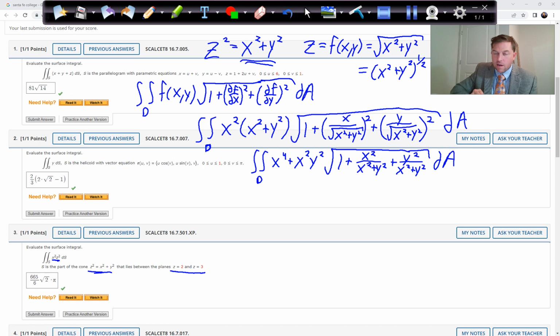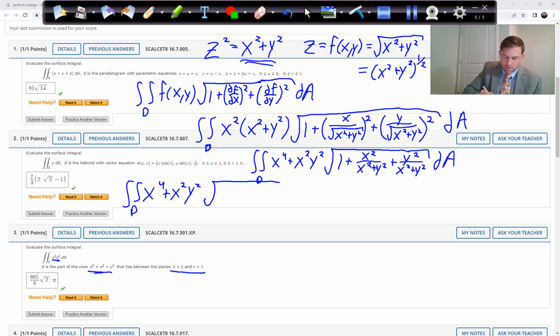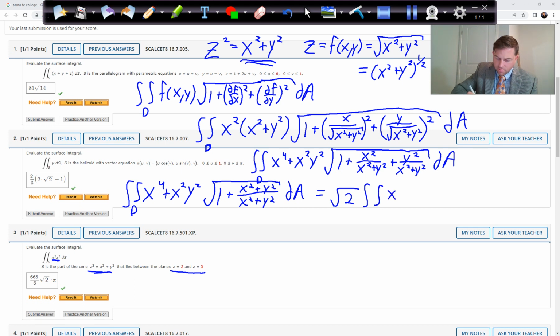Well, those have a common denominator, so you can add those two numerators. So we get x to the 4th plus x squared y squared times the square root of 1 plus, write those two numerators, x squared plus y squared, over the common denominator, x squared plus y squared, and that whole fraction is 1. So this whole square root becomes 1 plus 1, which is square root 2, which we're going to pull out of the entire integral. So that whole square root becomes square root 2, and we're left with x to the 4th plus x squared y squared.